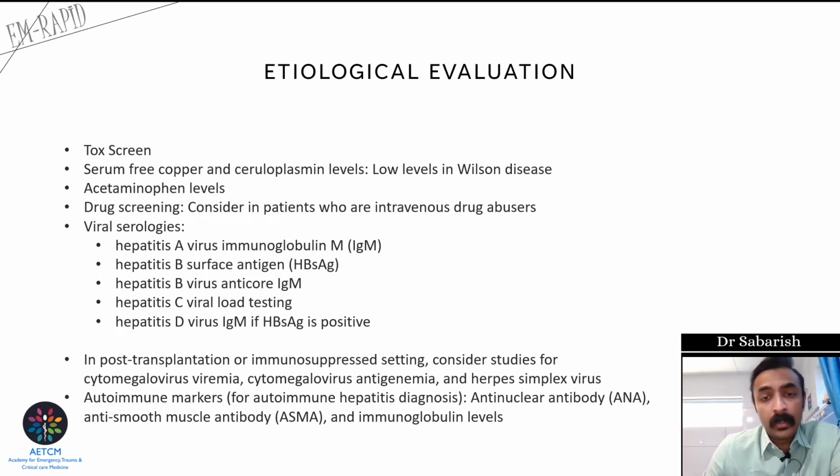Also run a drug screen in patients, especially with intravenous drug abusers, and the virological screens: serologies for hepatitis A IgM, HBsAg, hepatitis B anti-core IgM, hepatitis C viral load testing, and hepatitis D IgM if HBsAg is positive. In post-transplantation or immunocompromised patients, consider tests for CMV viremia or cytomegalovirus antigenemia, and also herpes simplex virus. And if there is a suspicion of autoimmune etiology for ALF, then do look for ANA and ASMA and immunoglobulin levels.